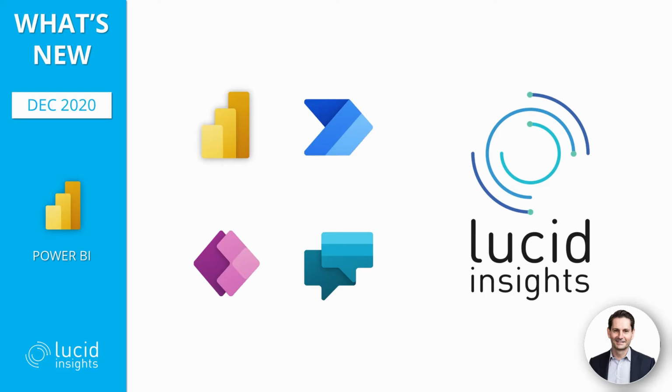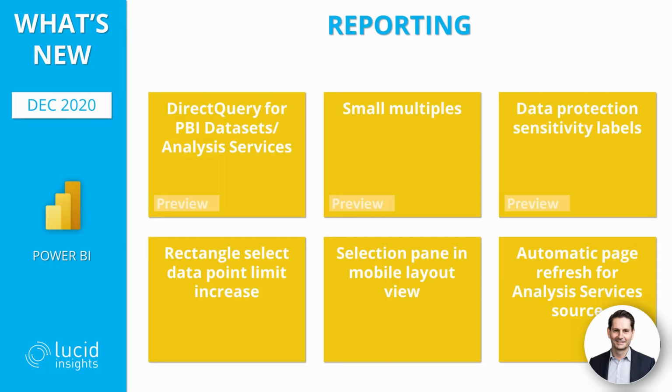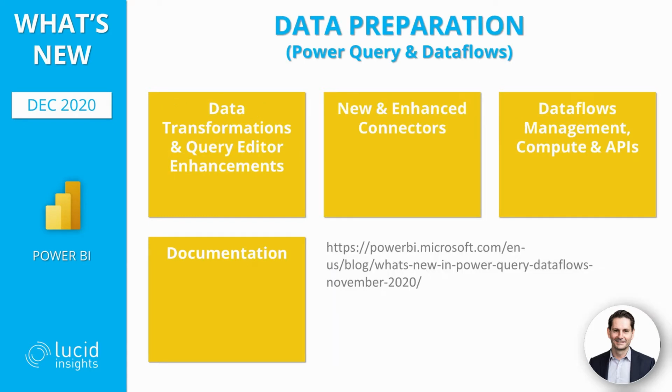Wow, another big month from Microsoft, and yeah, it's probably because in January there's not going to be an update, so keep that in mind. But yeah, in the reporting space, I think the things that are probably most interesting are the DirectQuery and small multiples, which we'll go through a bit later, and the sensitivity labels.